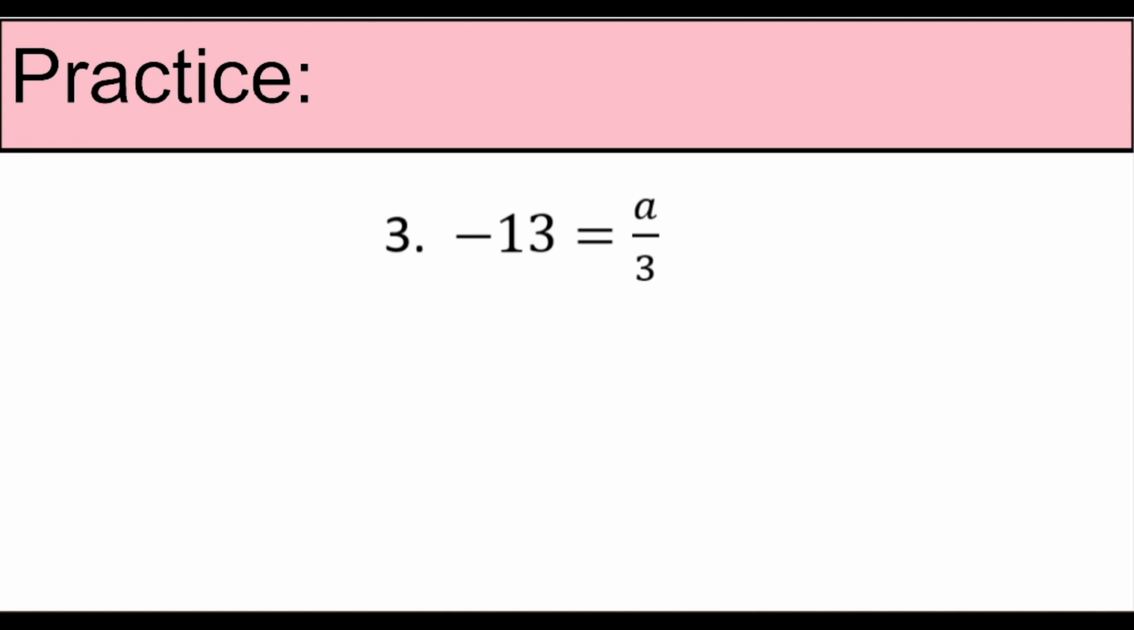For the third question, we have to undo this division right here. That fraction symbol means division. So we undo this division with multiplication. Since I'm dividing by 3, I'm going to multiply by 3. And just like the last time, if I have 3 divided by 3, that ends up being 1. So that gives us 1a, which like last time is just a.